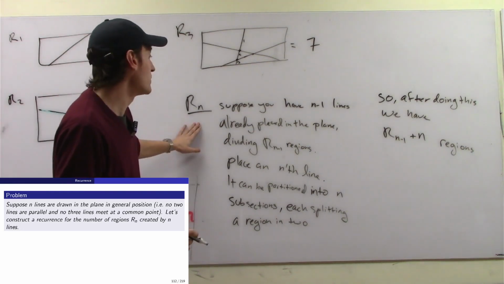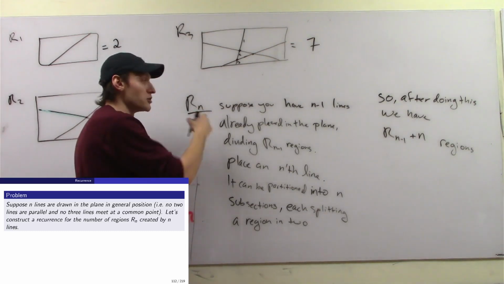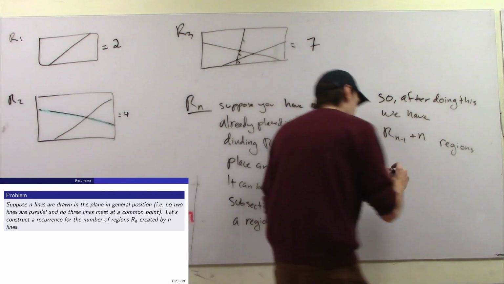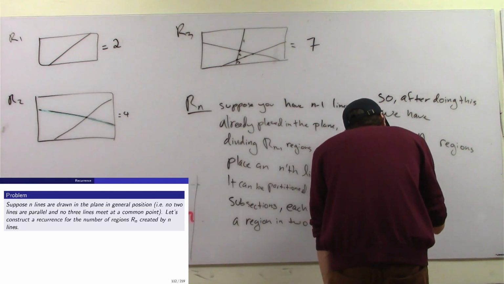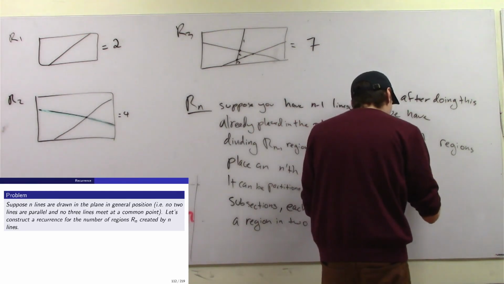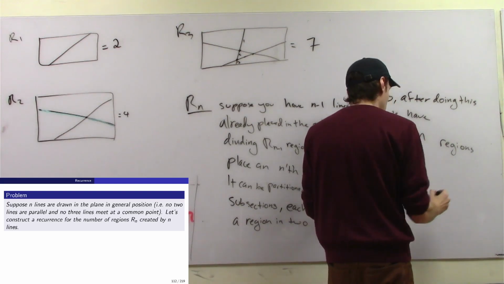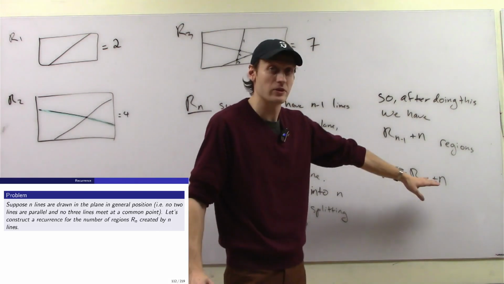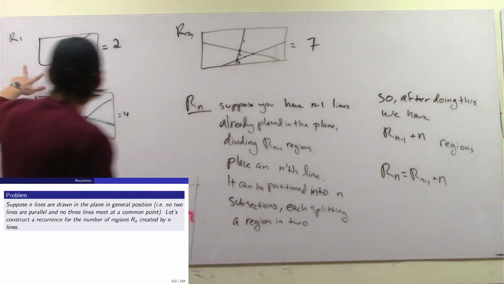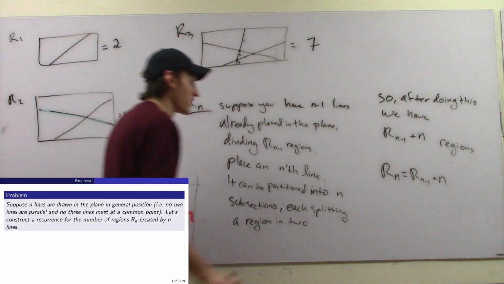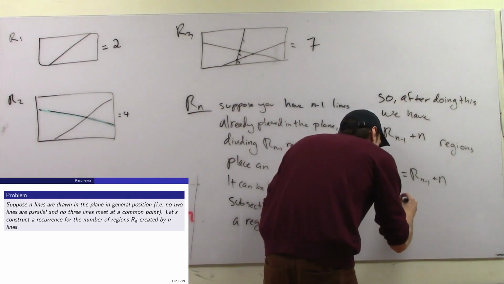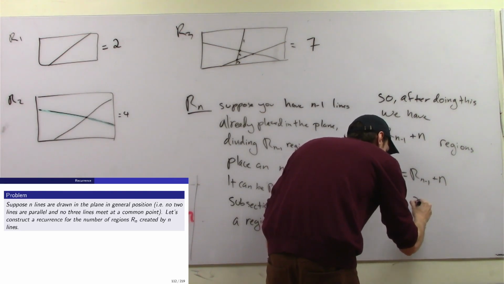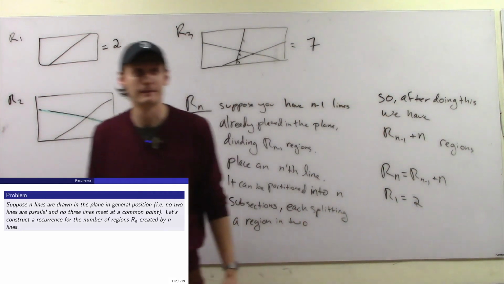Okay, so what does this mean? That Rn should be equal to Rn minus 1 plus n. So Rn is equal to, you take the number of regions you had before, and you add n. So this defines the recurrence in conjunction with this idea right here, also with the idea that R1 equals 2.